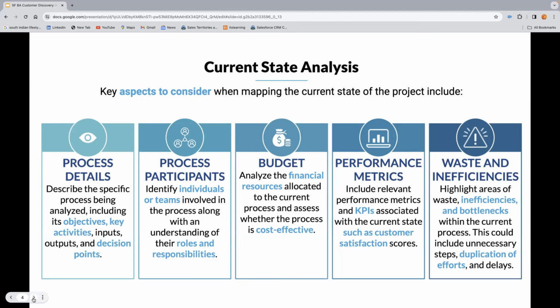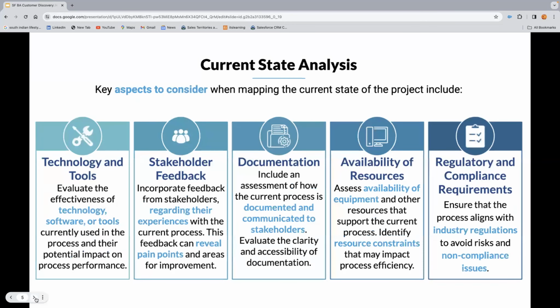The next one is performance metrics. It includes the relevant performance metrics and KPIs associated with the current state, such as customer satisfaction scores. Waste and inefficiencies: highlight areas of waste, inefficiencies, and bottlenecks within the current process. This could include unnecessary steps, duplication of efforts, and delays.